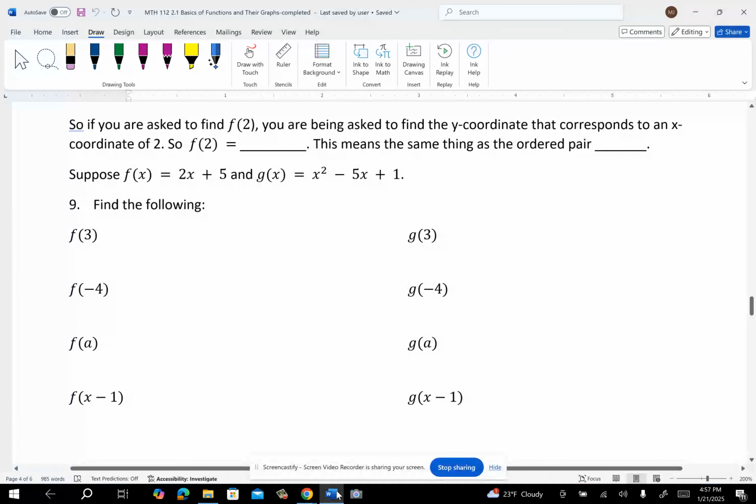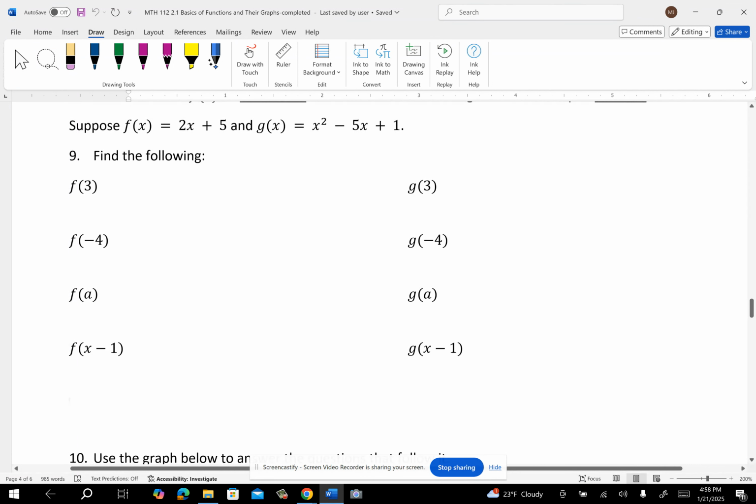All right. So I wanted to continue working on the section 2.1 guided notes. We were just working on using function notation and trying to evaluate functions. So I just wanted to start there with question number 9.